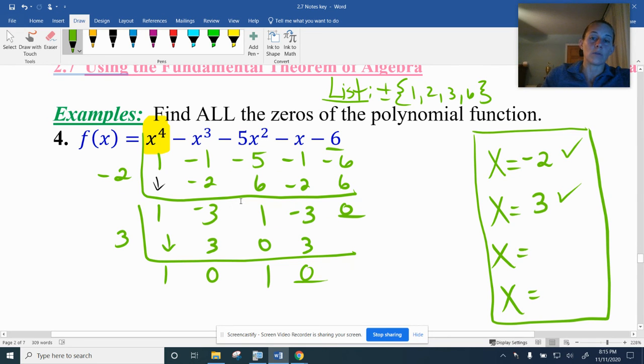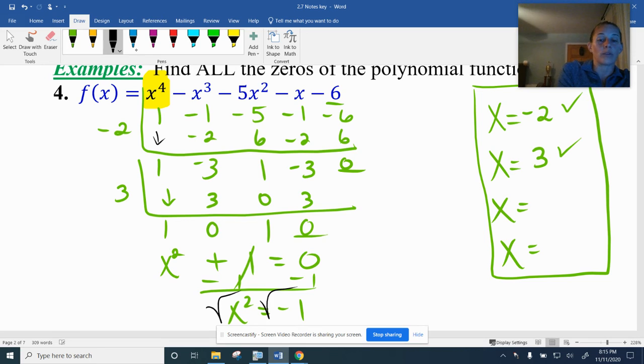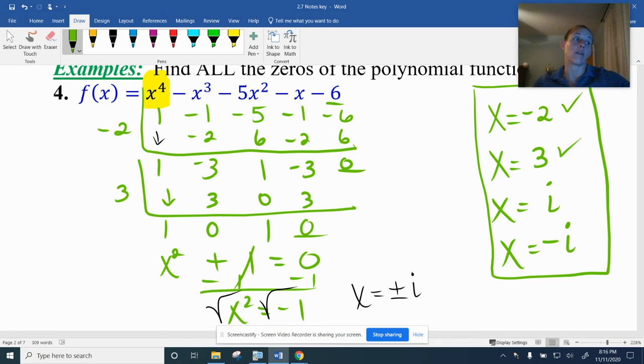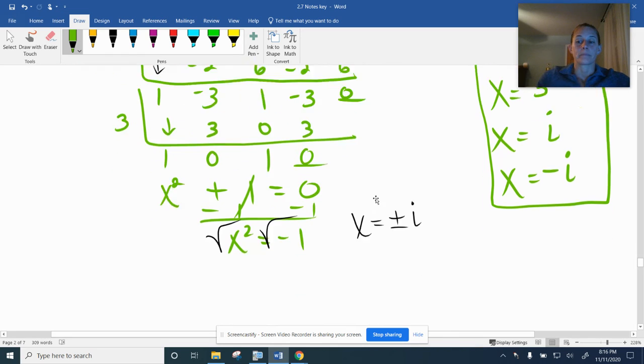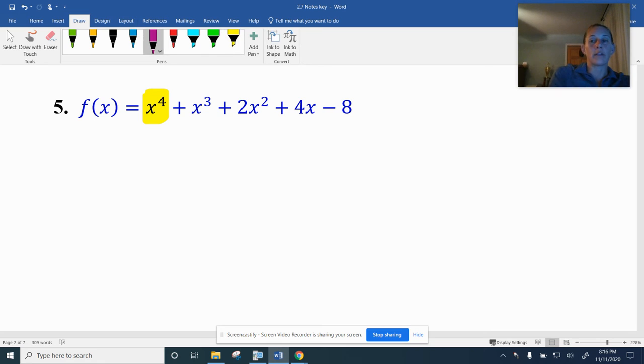And so now we can use this remaining part here for x squared plus 0x plus 1, and we can solve that. So when I solve it, I get x squared equals -1. Of course, when I square root both of those, I end up with x equals positive or negative i. So plus i and minus i would be my conjugate pair for those remaining 2 solutions. Okay, and then we have one more. So again, x to the 4th, right? So that means we're going to have 4 solutions.